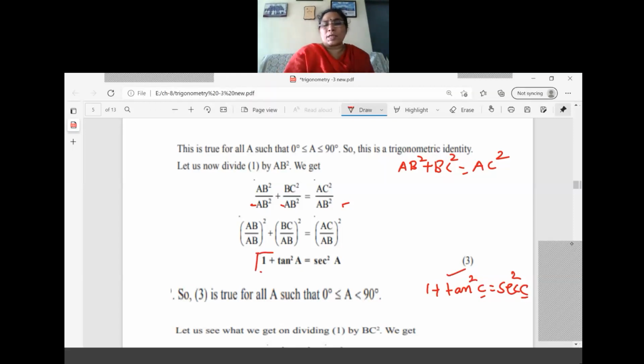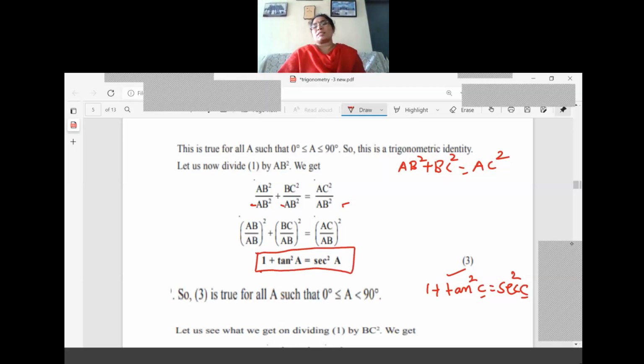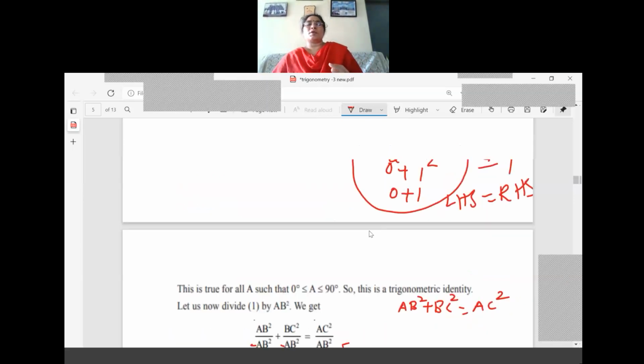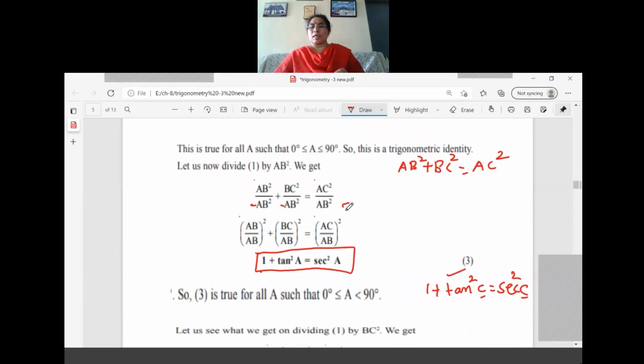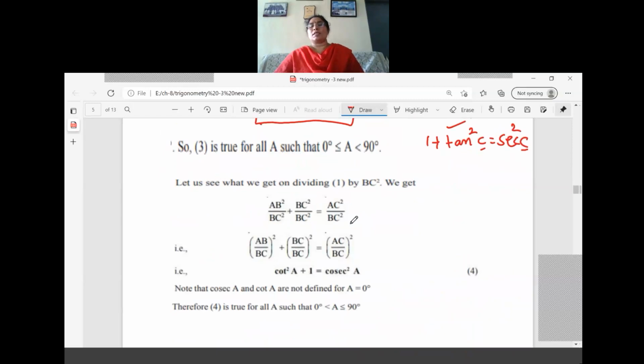So what is the second identity we have learned? 1 plus tan square A equal to sec square A. The step is the same only. First, we divided with the AC square. Now we have divided with the AB square. Now what is the next one? BC square we are doing. So all the sides we are dividing with the BC square only. So AB by BC whole square plus BC by BC whole square equal to AC by BC whole square.